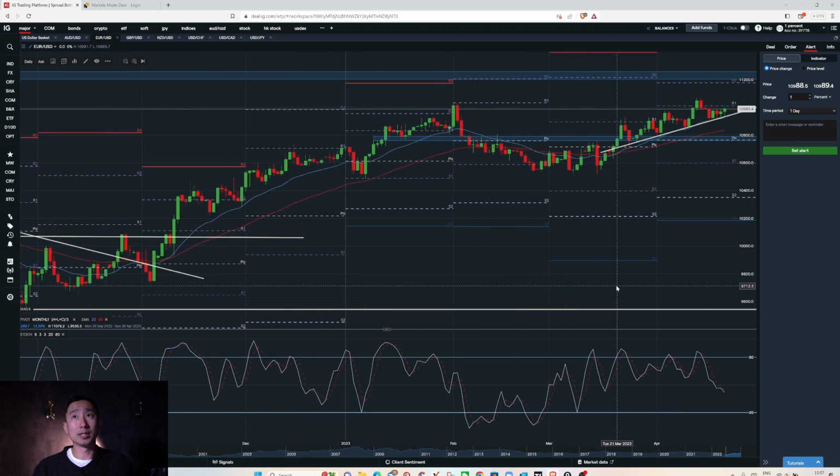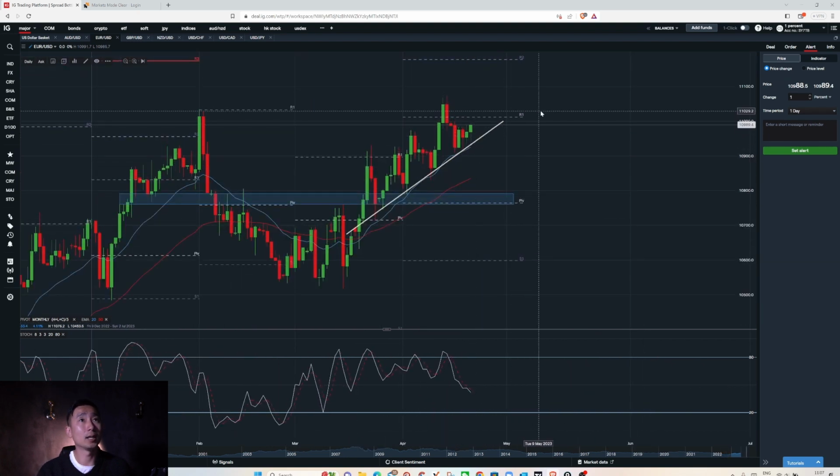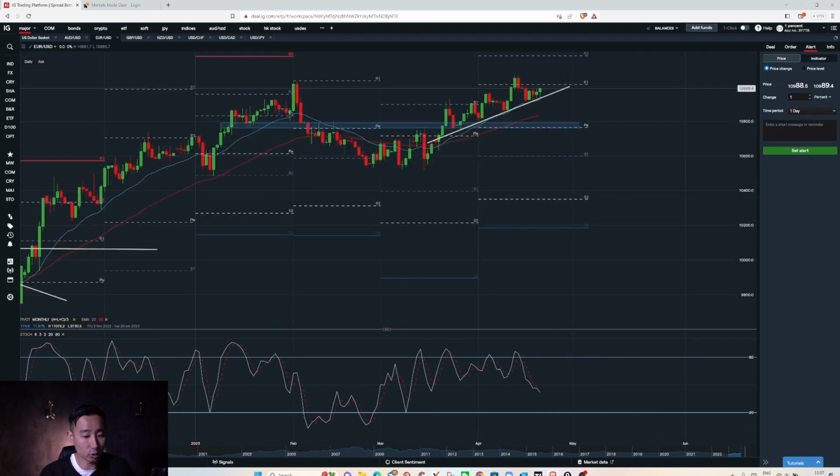Euro dollar is the flip side of dollar index. We can see we have a trend line formation at the moment, so this white line in here is the trend line that I drew.